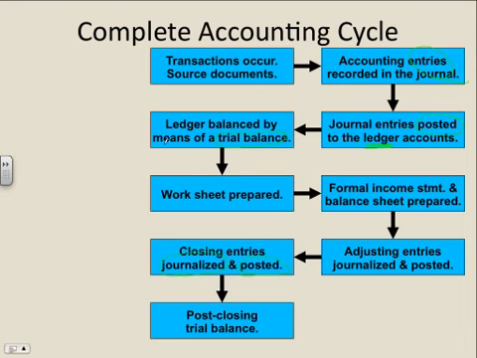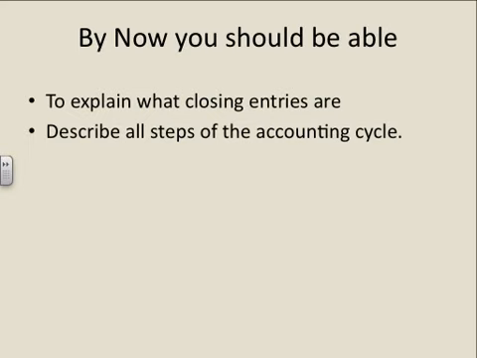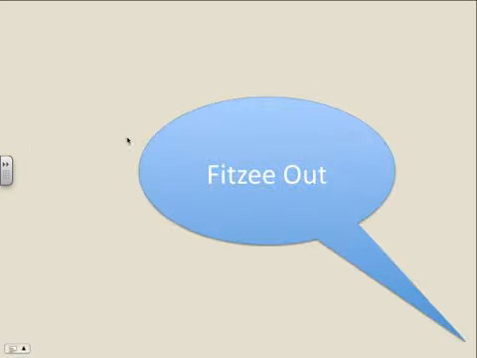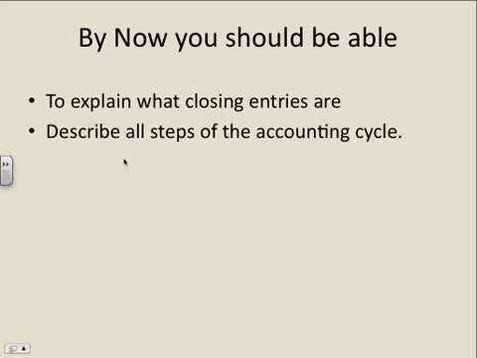By the way, there are 3 trial balances. There's a trial balance here. There is an adjusted trial balance. You do a trial balance after you do your adjustments. And then there's a post-closing trial balance. So there's 3 trial balances. So by now you should be able to explain what the closing entries are and why we do them, and describe all of the steps of the accounting cycle.